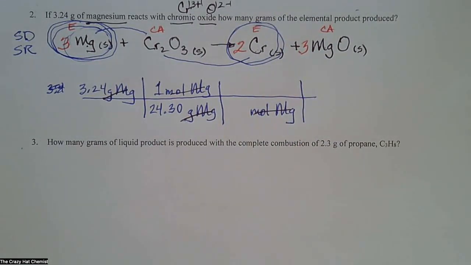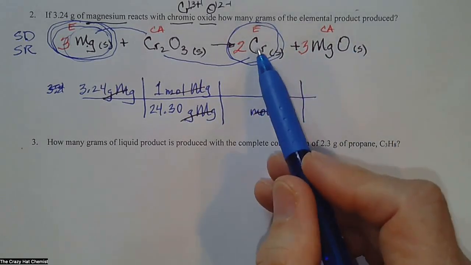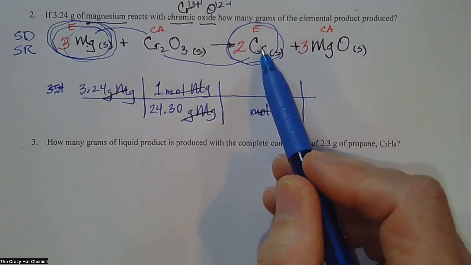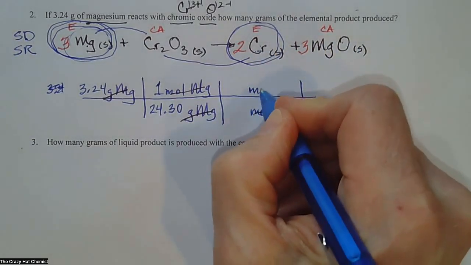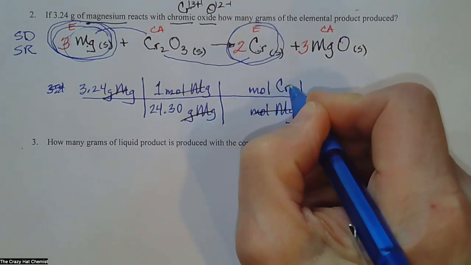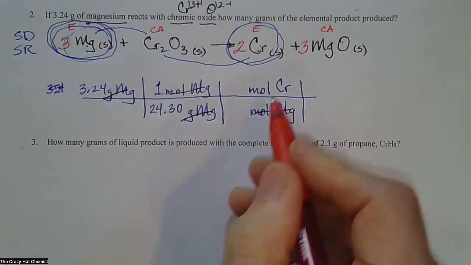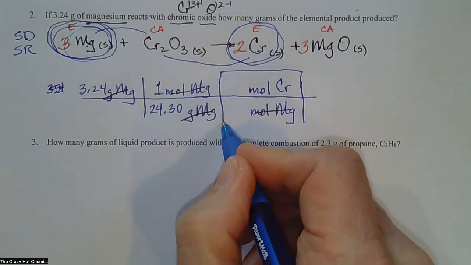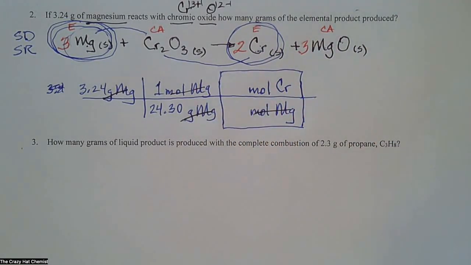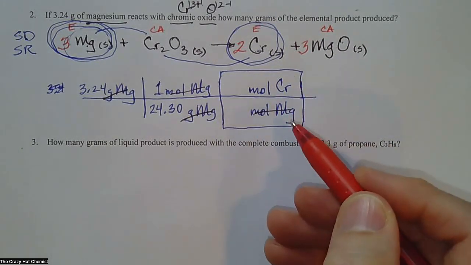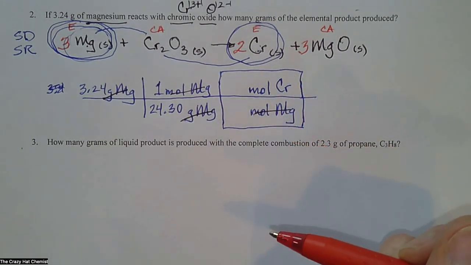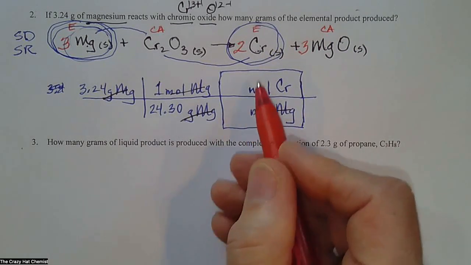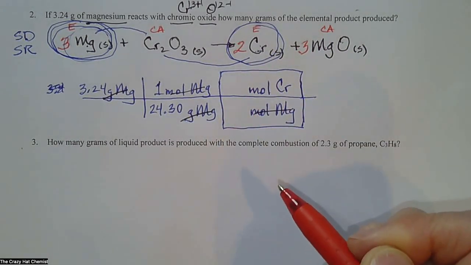Okay. Now, what do I want? I want the elemental product. I want the product that's an element. That's the chromium. So I'm going to have moles of chromium here. Then right here in this rectangular box is going to be a mole ratio. And you can see that this is the time that I'm changing formulas. It's the only time I can change formulas. And I'm going to use the stoichiometric coefficients in front of the balanced equation.